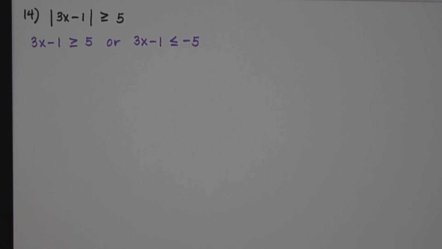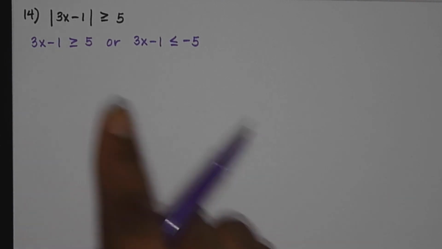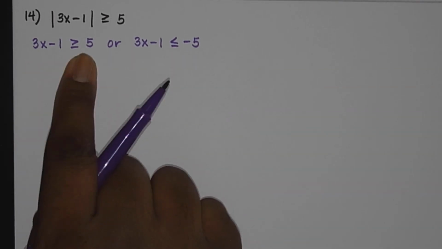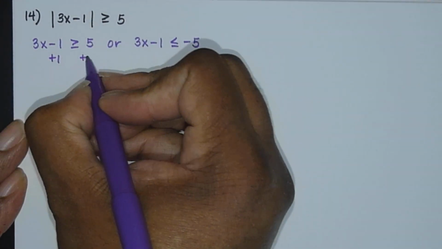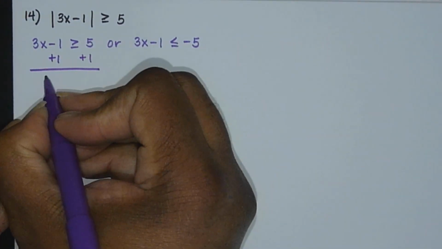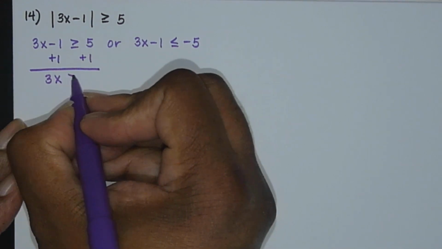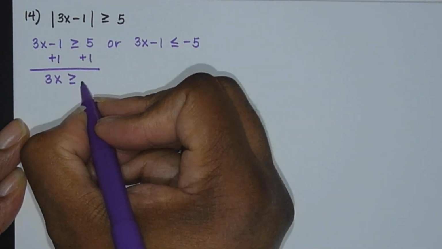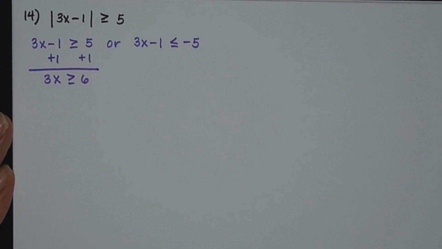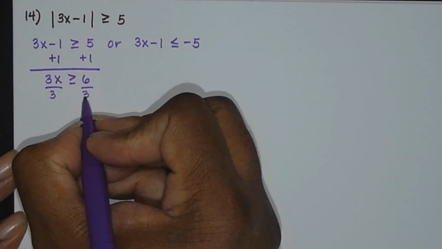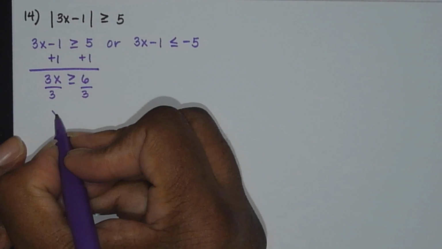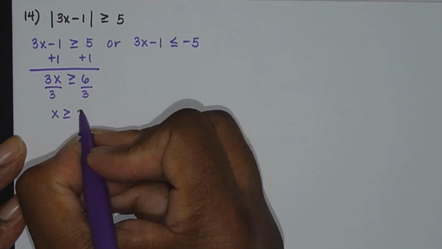All right, each inequality will get x by itself. So starting with 3x minus 1 is greater than or equal to 5, here's going to be 3x is greater than or equal to 5 plus 1, which is 6. So for 3x is greater than or equal to 6, if I divide both sides by 3, that means x is greater than or equal to 2.